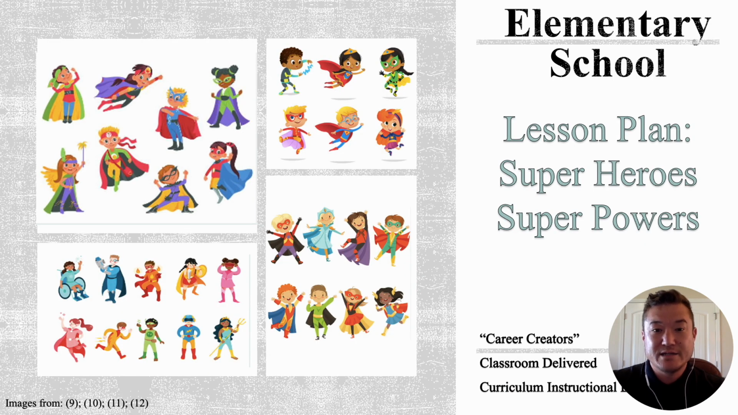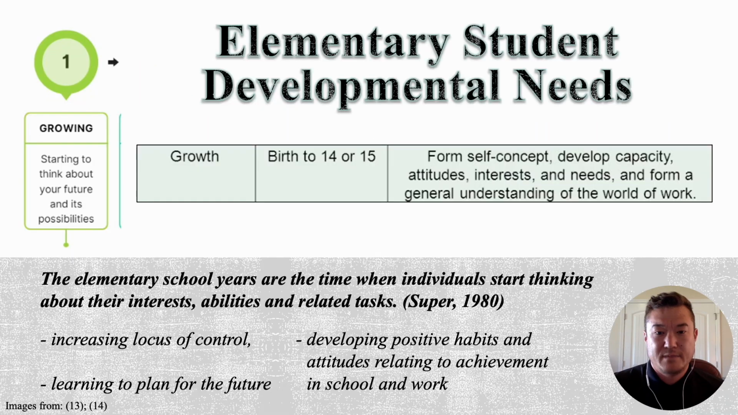For the elementary school age students of our client population, the initial lesson of the program is titled Superheroes, Superpowers, which I will be highlighting for the kindergarten age group and then scaling and scaffolding up for the remaining elementary school grade levels. According to Super's Lifespan Life-Space Career Development Theoretical Model, elementary age students are in the growth stage, where they are exploring their self-concept, which includes things like their interests, attitudes, and abilities. At this stage, students must begin to learn about the world of work and build the skills necessary for achievement and future planning.